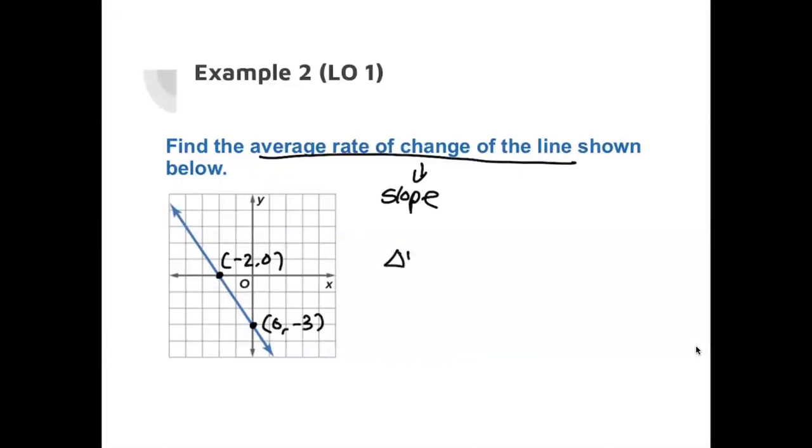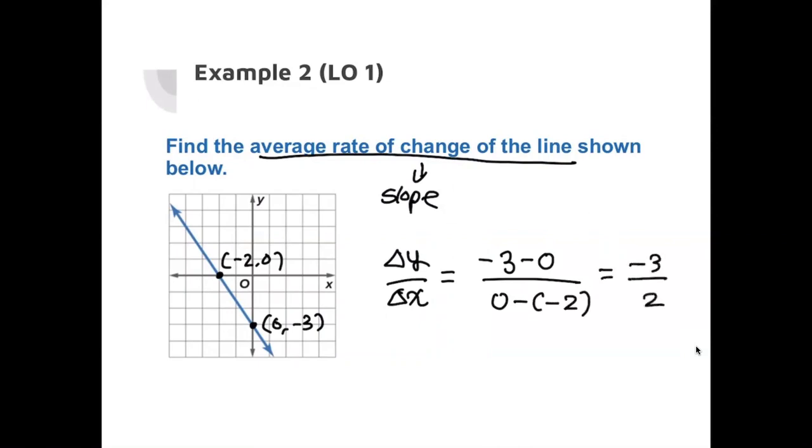So we're going to do change in y over change in x again. It will be -3 minus 0, over 0 minus -2. So it's going to be -3 over 2. So the average rate of change of this line would be -3/2. This can also be proven by looking at the graph. As the x coordinate increases by 2, we can see that the y coordinate decreases by 3, which proves that this is the right answer.